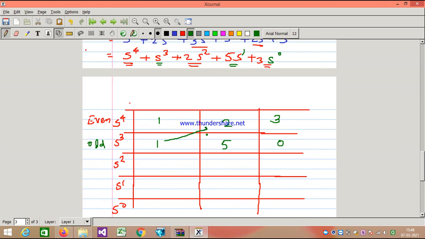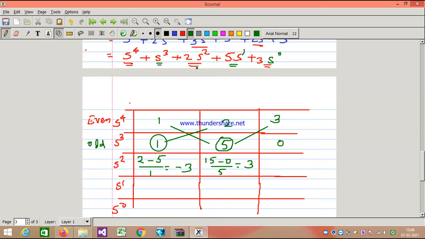Just cross multiplication of this one. So 1 into 2 is 2, minus 1 into 5 is 5, divided by 1. What is the answer? 2 minus 5 is minus 3, divided by 1, that is minus 3, right? Again cross multiply this one. 5 into 3 is 15, minus 2 into 0 is 0, divided by this number, that is 5. So 15 divided by 5 is 3.